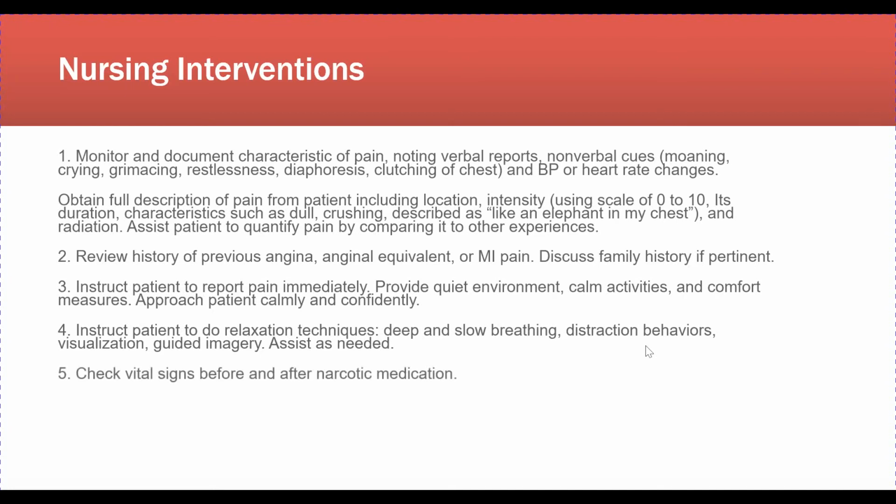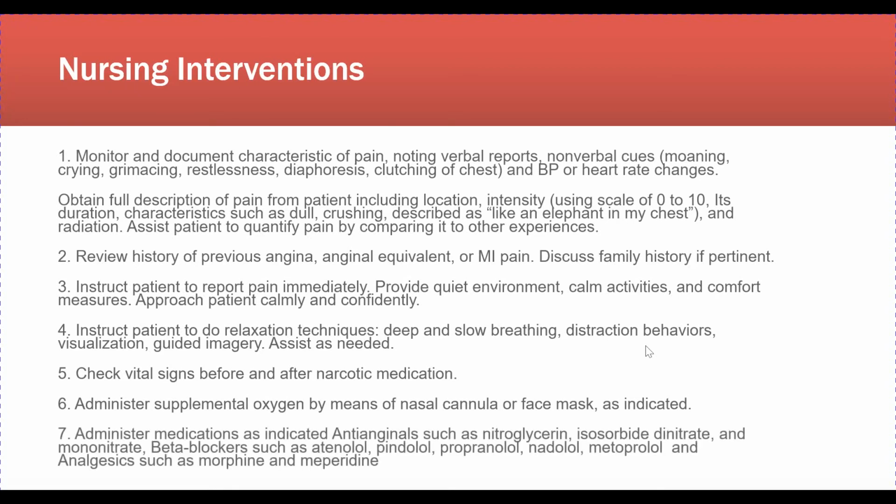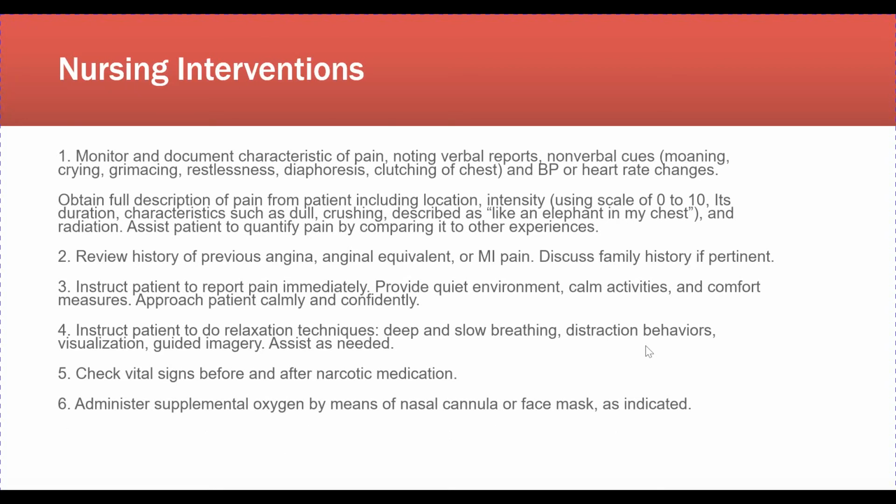Number 5. Check vital signs before and after narcotic medication. Rationale: findings such as hypotension and respiratory depression can occur as a result of narcotic administration. These problems may increase myocardial damage in the presence of ventricular insufficiency. Number 6. Administer supplemental oxygen by means of nasal cannula or face mask, as indicated. Rationale: it increases the amount of oxygen available for myocardial uptake and thereby may relieve discomfort associated with tissue ischemia.